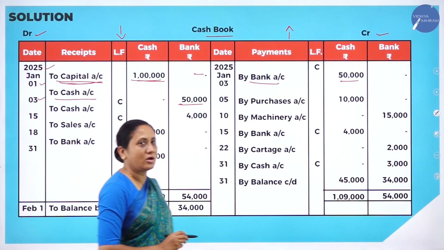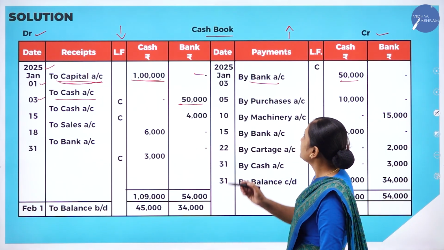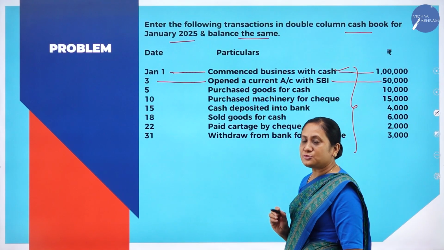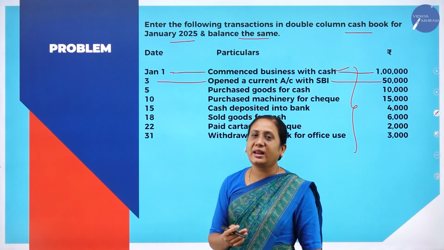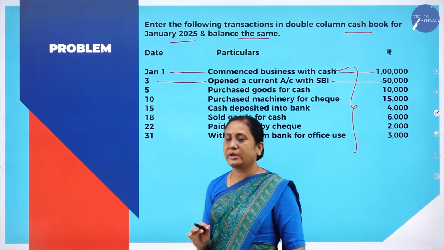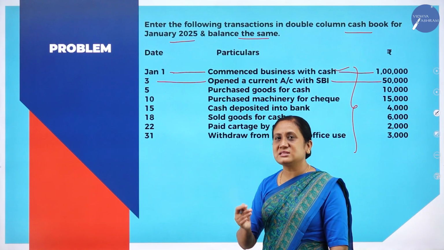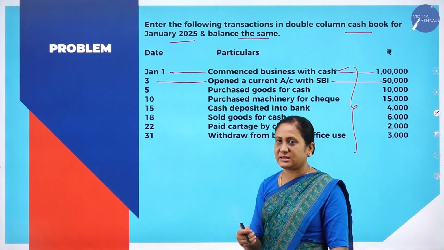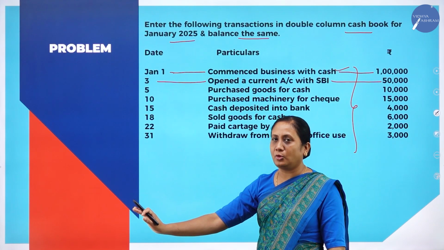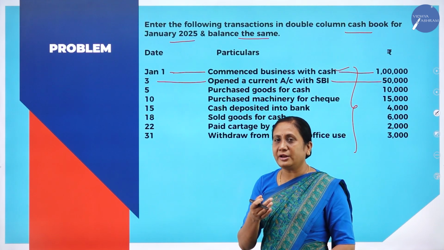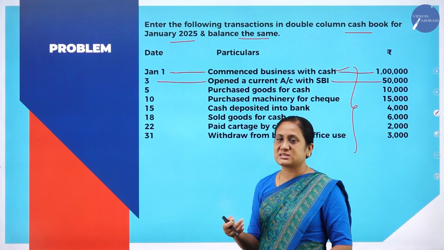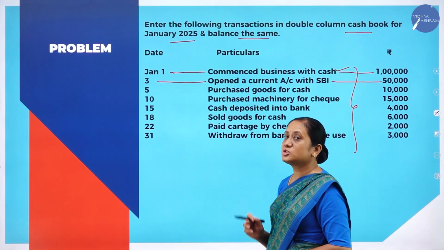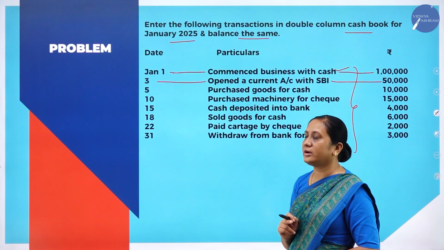One more time I will tell you. Concentrate here. Listen here. Jan 3 opened a current account with SBI. It means the businessman is opening an account in the bank. To open an account in the bank, what is the very first thing? He has to take the money from the business, and then he will deposit that amount into the bank. So one entry for withdrawing the amount from the business, and the second entry is for depositing the amount into the bank. So this type of transaction is what? It is a contra entry.